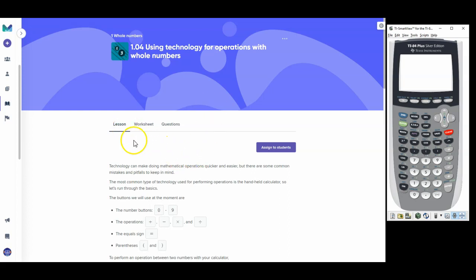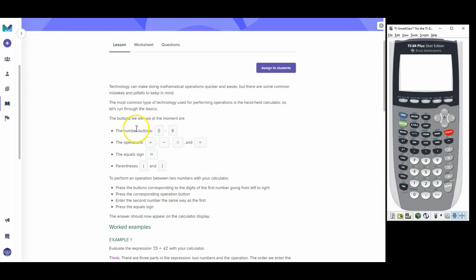So looking at the lesson to begin with, we can see that the buttons we need to press on our calculator, being the main piece of technology that we might use, are the numbers 0 through 9, the four symbols, so plus, minus, multiplication, division, the equals button, and of course we also might need the parentheses or brackets buttons.